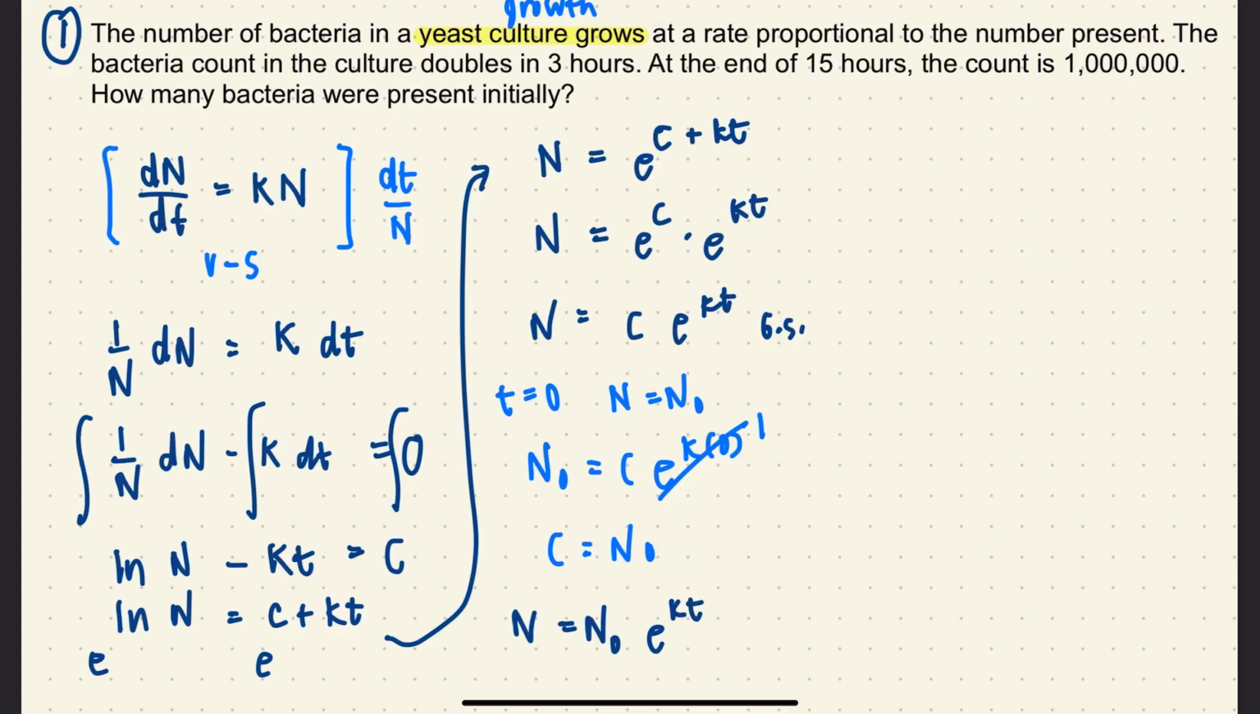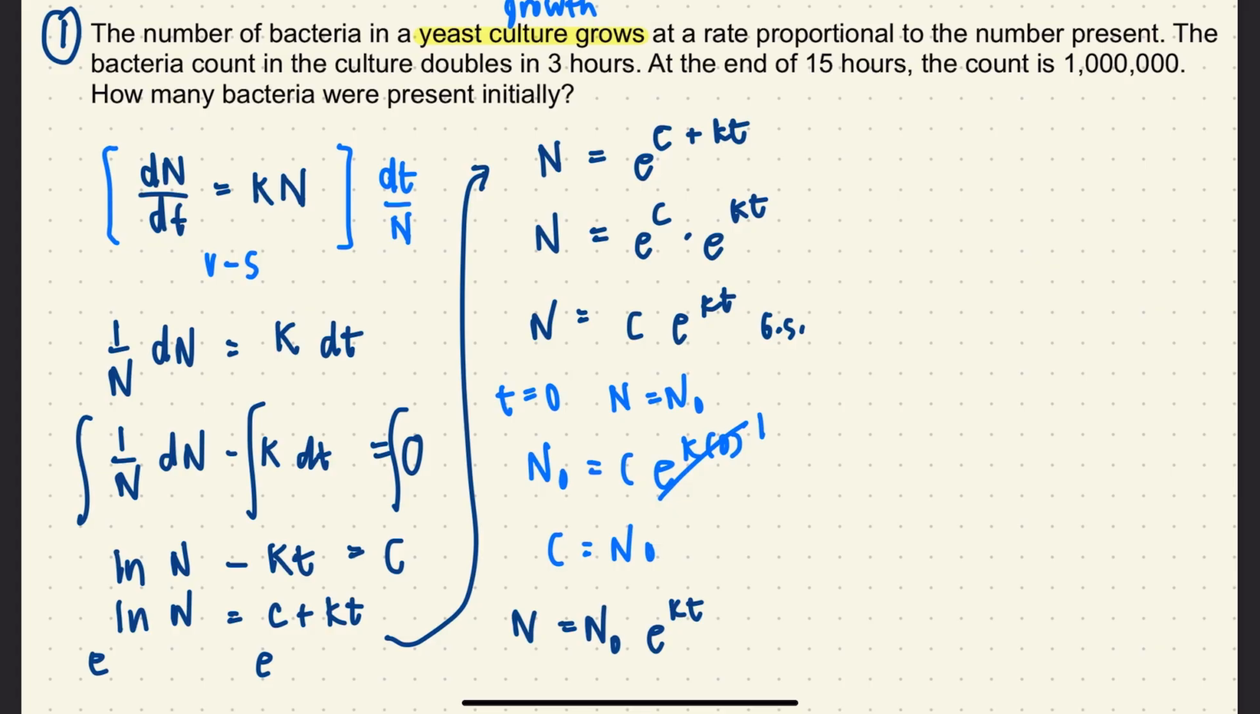Okay? So we can use this to solve for k, and after solving for k, we solve for the initial value given at 15 hours is equal to 1 million. Then again, another way is to solve it using your variable separable.